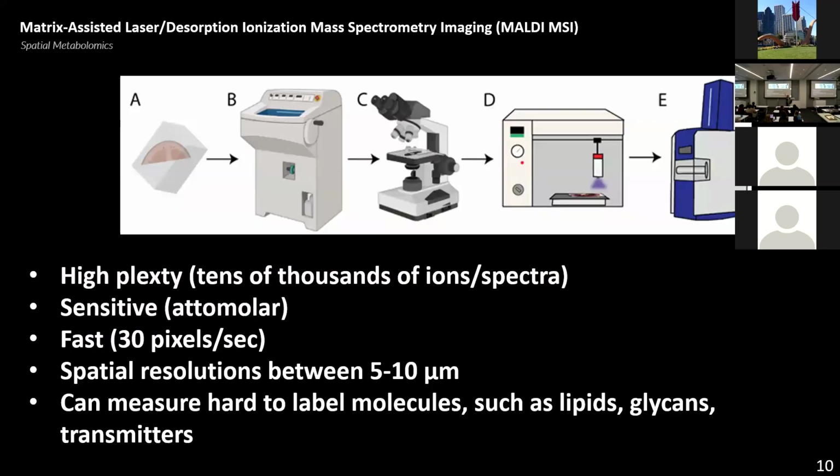We then spray with our small organic matrix. You can think of this as a 3D printer, but instead of plastic, we're actually spraying chemicals. Again, we're going to then ablate it with the laser.